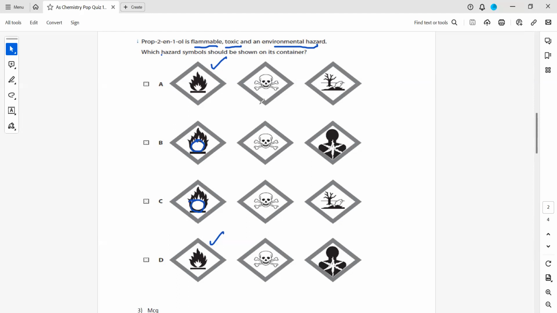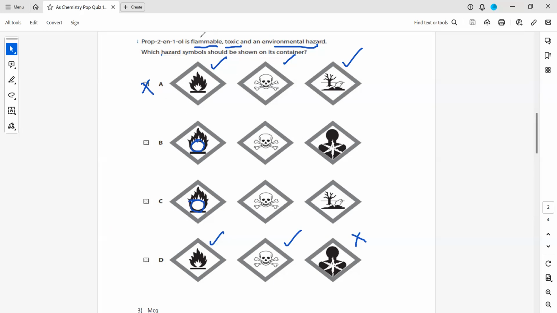Then what is the symbol for toxic? The symbol for toxic is the same. Then which one is showing that it has an environmental hazard? Like it is dangerous to the environment. This is showing the environmental hazard. This other one is showing that it is harmful or carcinogenic, like it can cause cancer or is dangerous to a person rather than the environment. So that's why this symbol is not correct. So option A is the right answer.